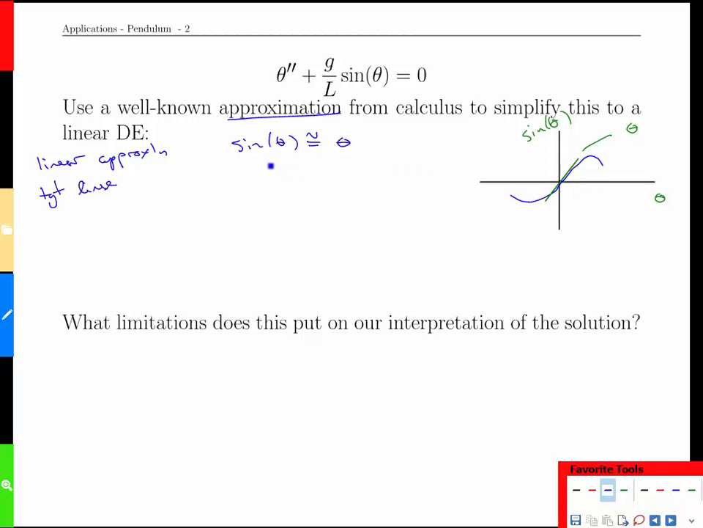With that in mind, we can say our differential equation, the rule that applies, is almost exactly theta there instead of sine of theta, and presto, all of a sudden we have a linear differential equation. In fact, it looks an awful lot like the spring mass system, which is what we'd expect from a pendulum which swings back and forth, just like a mass would oscillate back and forth.